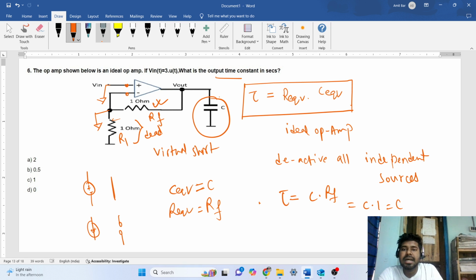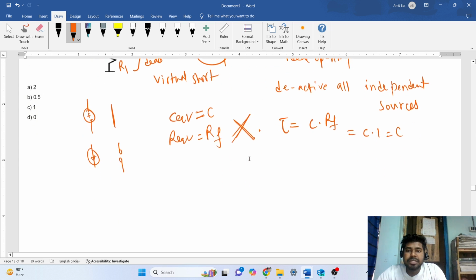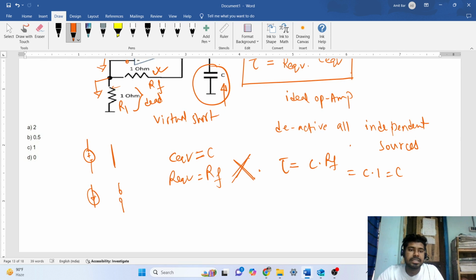But here you can see the capacitance value is not mentioned, so you will think the question is wrong, that there is insufficient data in this problem. But this is actually the wrong approach. How we cannot do this, I will tell you at the end of this video. So this is the wrong answer.